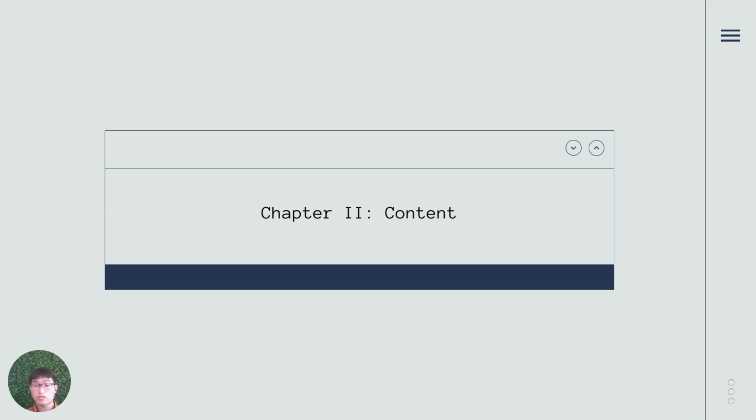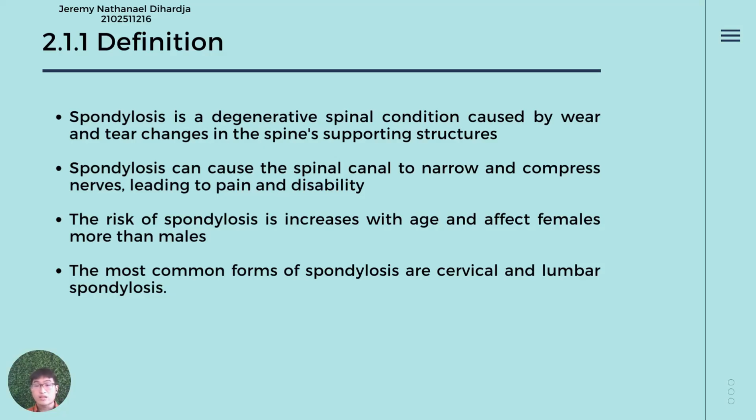Now, we will move to chapter 2, which is the content, and to point 1, which is the introduction to spondylosis. The first is the definition of spondylosis: a degenerative spinal condition caused by wear and tear changes in the intervertebral disc, facet joints, and vertebral bodies that can cause pain and disability by compressing nerves.